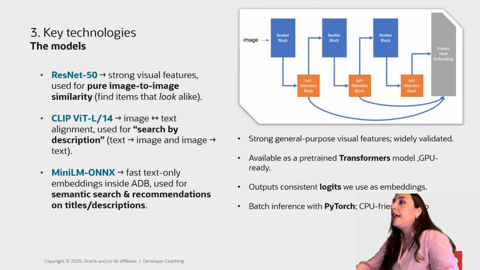And the last one, MiniLM ONNX, the L12 version 2, that was converted to ONNX. This one is a very fast, text-only encoder, and we can run it directly inside the database as an ONNX model. And we use it for semantic search on titles, descriptions, and for lightweight text-based recommendations. So things like people who view this also like, also of course based on product text. So in summary, ResNet for lookalikes, CLIP for image-text queries, or in the other direction, and MiniLM for high-speed text semantics inside the database.